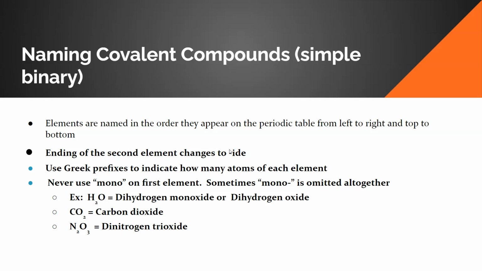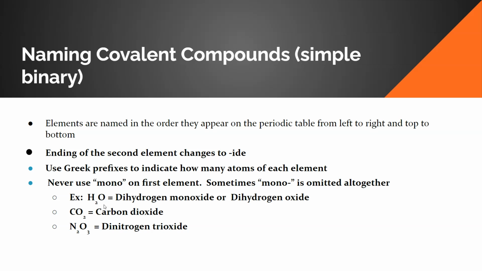With covalent compounds, the elements are written in the formula and named in the order they appear from left to right and top to bottom, so from least electronegative element to most. The ending of the second element also changes to IDE, like with ionic compounds. And then you use the prefixes to tell how many atoms of each element. It is important to note that you never use mono on the first element's name. If there is only one atom of the first element, you just give its normal element name. Sometimes mono is omitted altogether, but for this, we're just going to use mono on the second element if there is one atom of the second element.